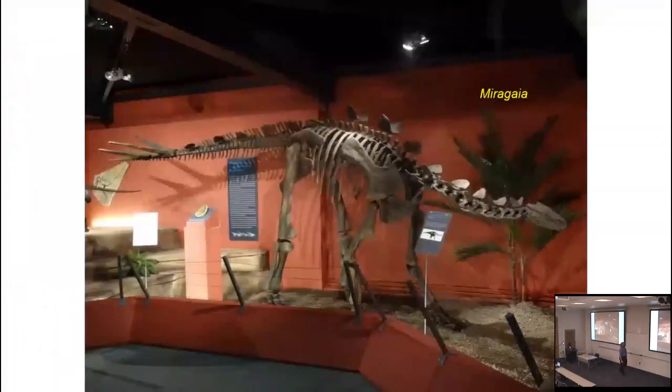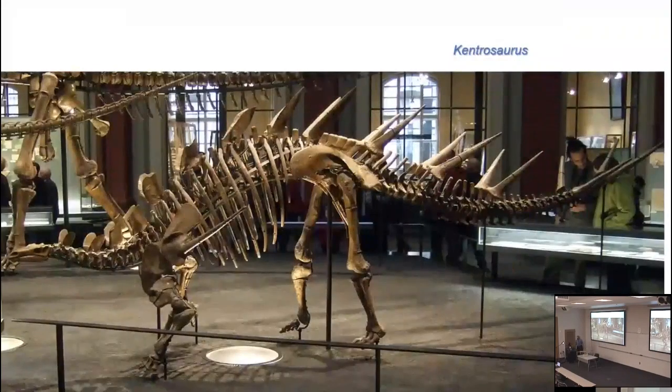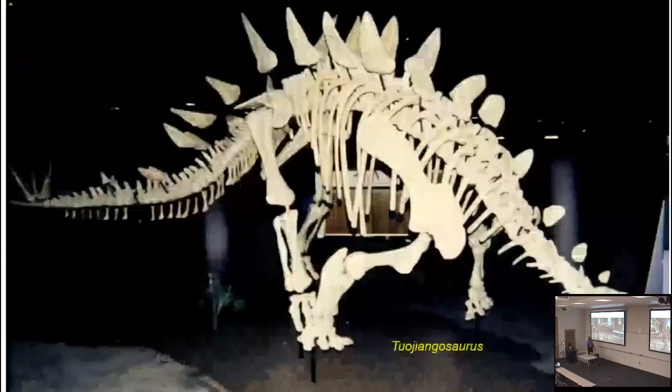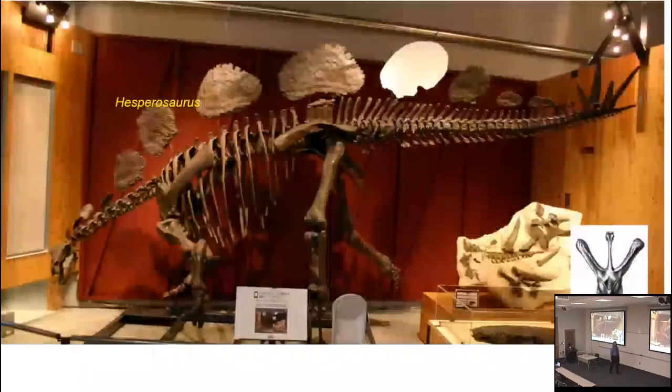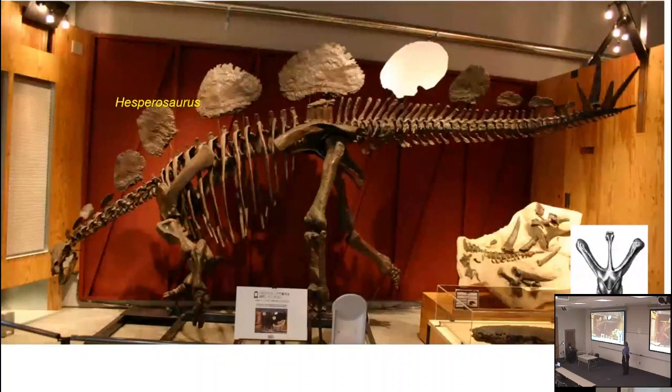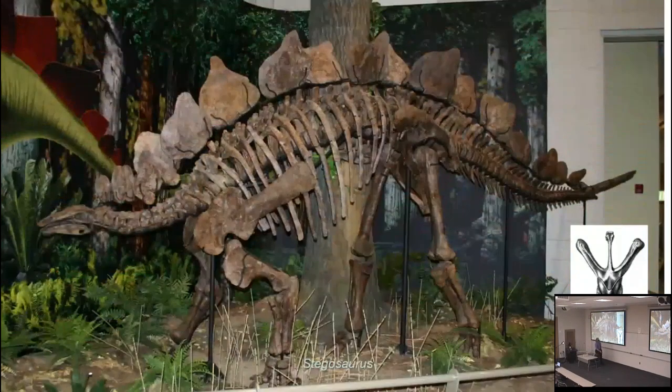And I'm just going to wrap up the stegosaurs by giving you a sense of some of their varieties. So here's Miragia from the late Jurassic of Portugal. There's Kentrosaurus from Africa, late Jurassic. Tuojiangosaurus from China, a little older than those two. Hesperosaurus, a precursor to Stegosaurus. Some people even consider it a species within Stegosaurus. And in the specialized forms like Hesperosaurus and Stegosaurus, the neural arch looks like nature grabbed it and sort of stretched it out. And Stegosaurus proper, still the best known one, the largest one, or at least one of the largest ones.